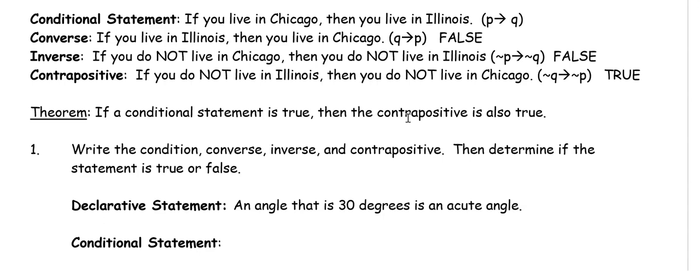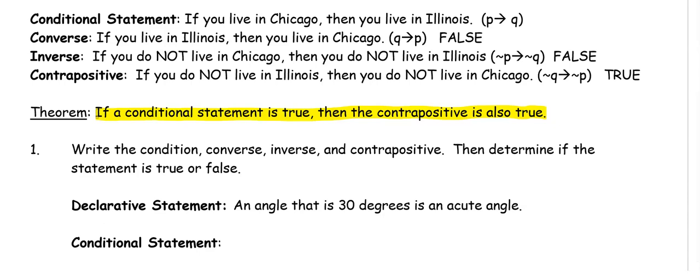Whereas the contrapositive, if you do not live in Illinois, then you do not live in Chicago, right? If you're not in Illinois, you can't be a resident of a city of Illinois, so that would be a true statement. So, an important theorem about these statements is if the conditional statement is true, then the contrapositive is also true. This is very important for later on in our lesson.